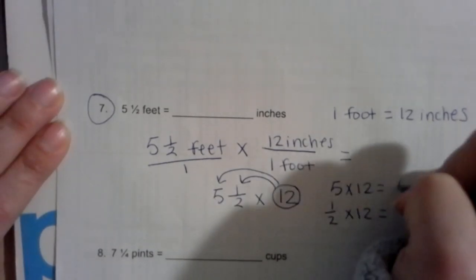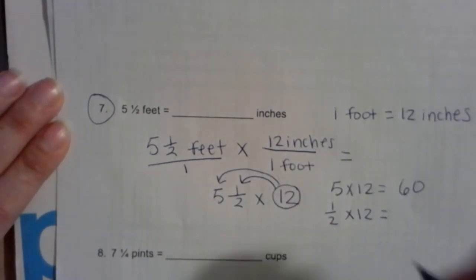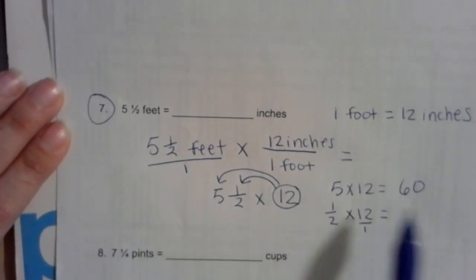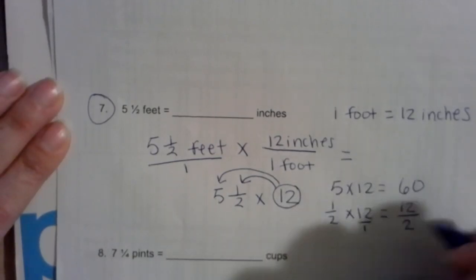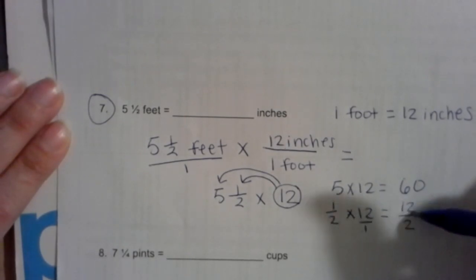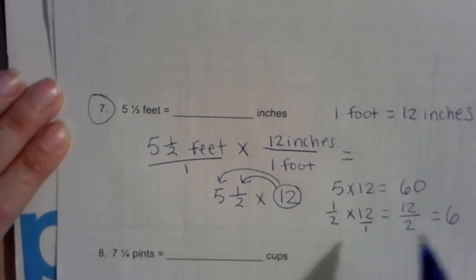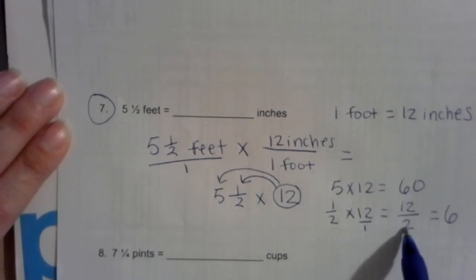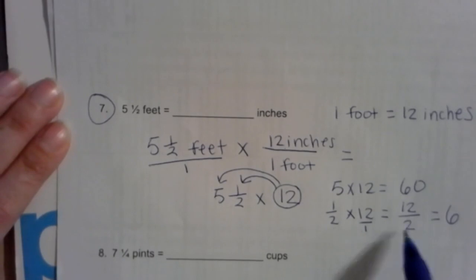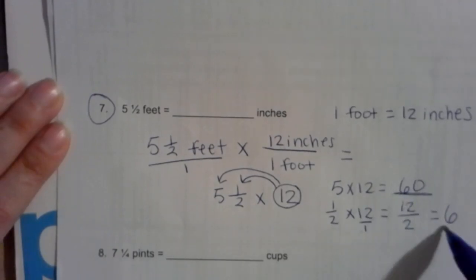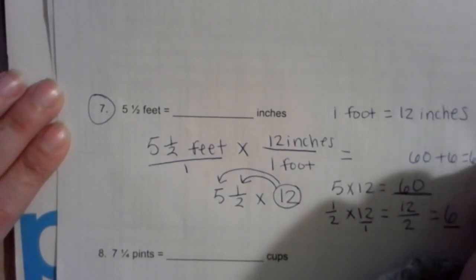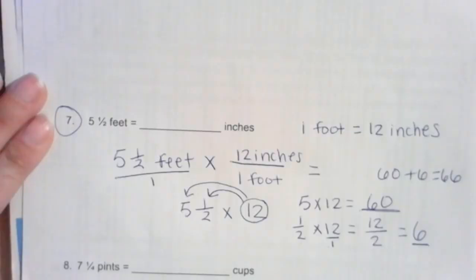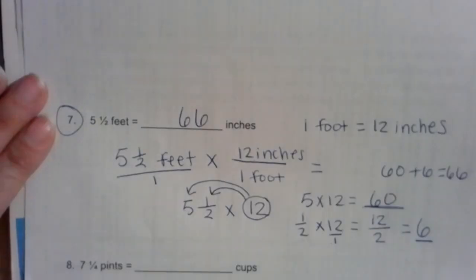So 5 times 12 is 60. And 1/2 times 12, well, let's put this over 1 so that we can multiply straight across. 1 times 12 is 12. 2 times 1 is 2. Can't leave it like that. 12 divided by 2 is 6. I can't leave it like that because our numerator is bigger than our denominator. If this number was smaller than this, I would leave it alone and just add it straight to my whole number. So now I need to take my 60 from here and my 6 inches from here and combine them. So 60 plus 6 equals 66. So I have 66 inches in total.